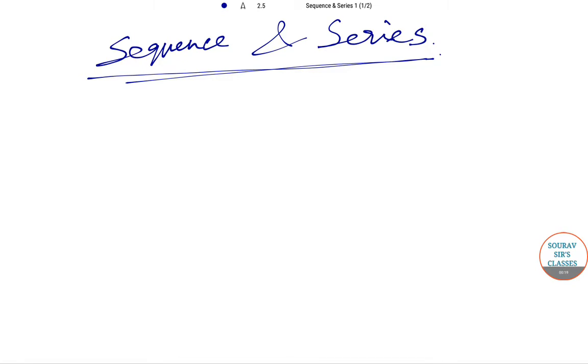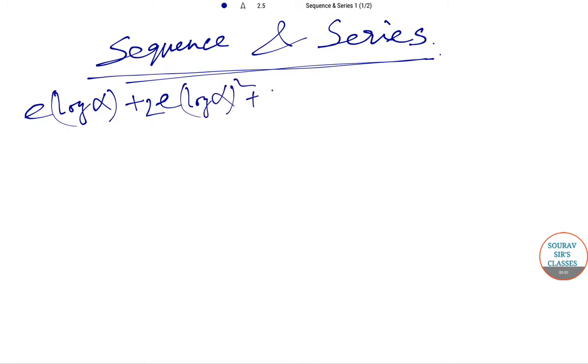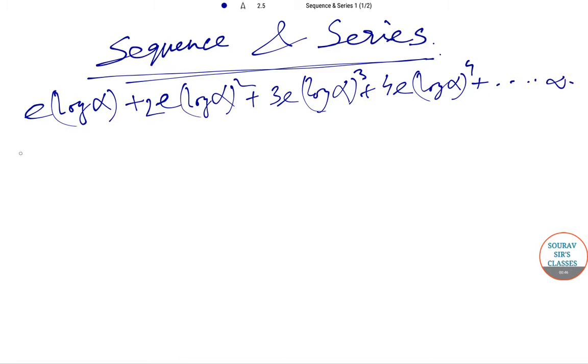Here the series is e log alpha plus 2e log alpha square plus 3e log alpha cube plus 4e log alpha to the power 4, and so on till infinity. Now our job is to find out the sum of this series.